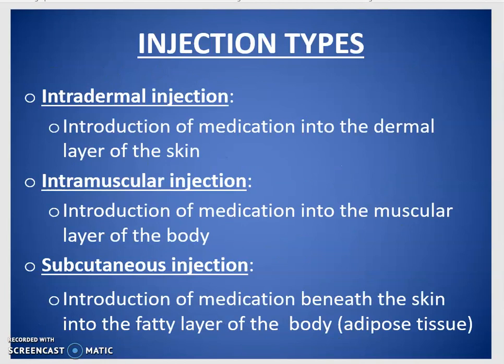Injection types, you've heard these before. Intradermals, into the skin or the dermal layer. Intramuscular, that's our classic immunization. Almost all immunizations are going to go into the deltoid muscle or the vastus lateralis in our leg. That's an intramuscular injection. And some, like varicella or the vaccine we give for shingles, are subcutaneous injections.